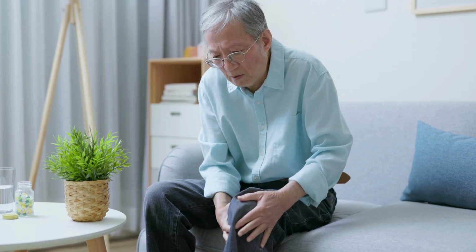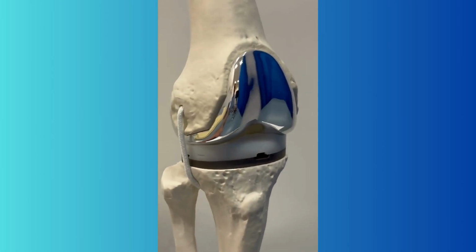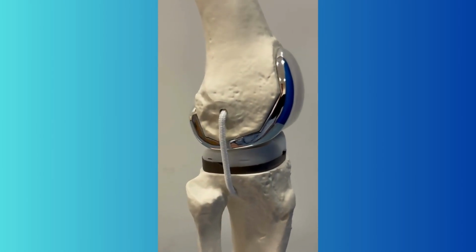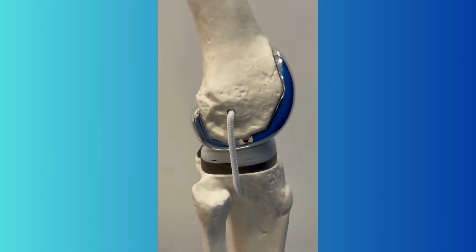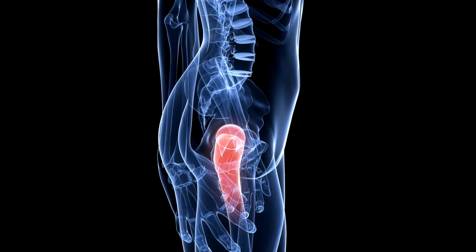Now, aseptic loosening usually, although by no means always, occurs around 10 to 15 years or more after the knee replacement, as over this period of time, the polyethylene slowly wears out, but sometimes it can happen sooner for a variety of reasons. The next cause of pain to consider, which is surprisingly common, is pain from outside the knee.